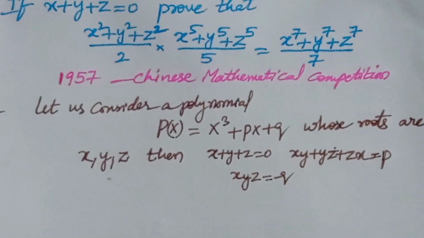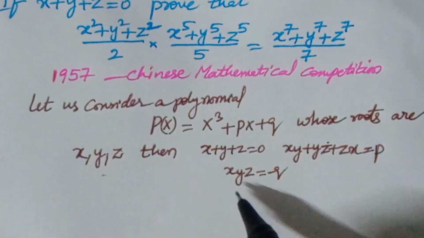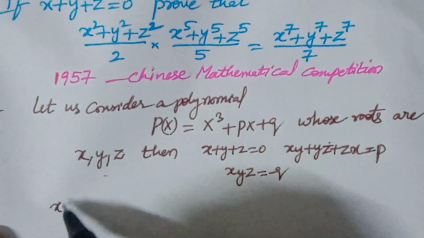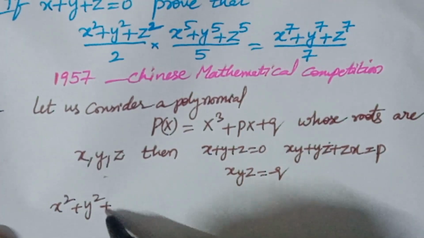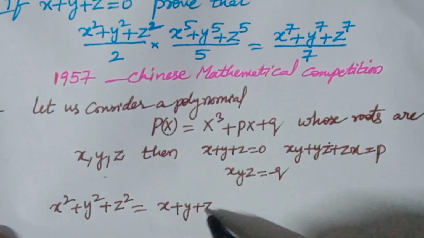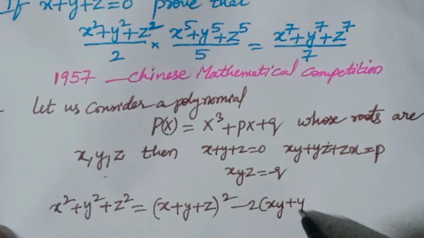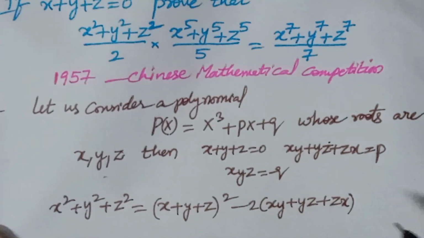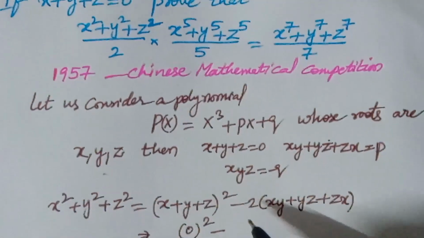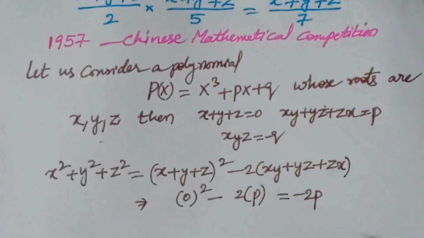So it is a polynomial. The sum of the roots is 0. Sum of the roots taken two at a time is p. Product of the roots is minus q. Now here we are asked to find x square plus y square plus z square. So this can be written as (x plus y plus z) whole square minus 2 into (xy plus yz plus zx). So here this value is 0, so 0 square minus 2 into p. So this value is minus 2p.